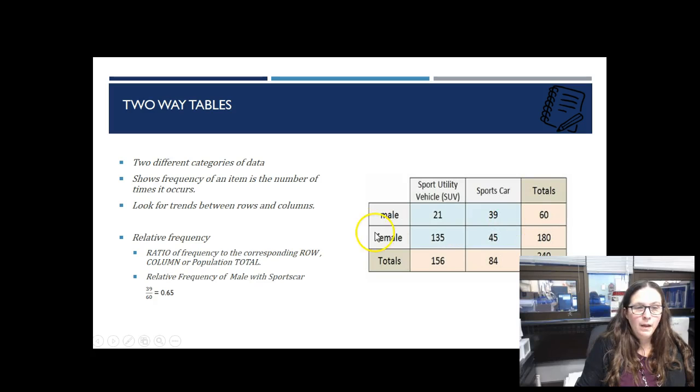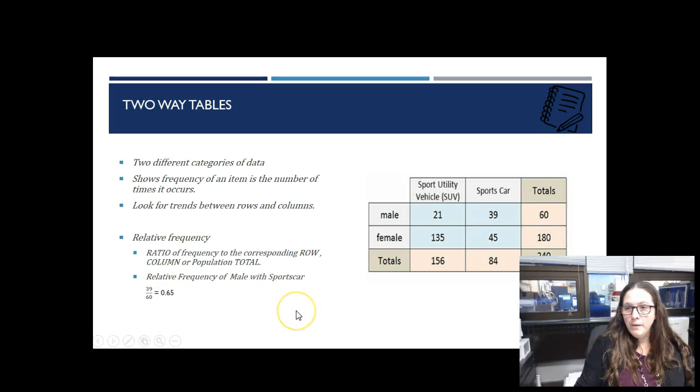When you're looking to calculate your relative frequency, you want to find the ratio of the row against the total or the column, or whichever it is that you're comparing. So for example, if I'm looking for the relative frequency of males who own sports cars, so I'm looking for this column right here, what I'm going to do is take the male row, so I'm going to compare those who own sports cars, which is 39, out of the total. And that gives me a frequency of 39 out of 60. I can divide that down to a fraction or to a decimal, and I'll get 0.65.